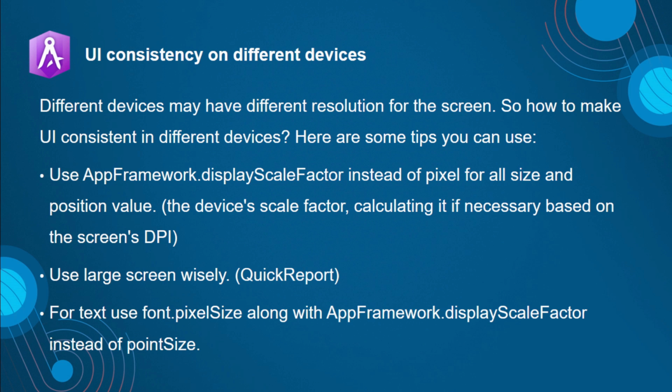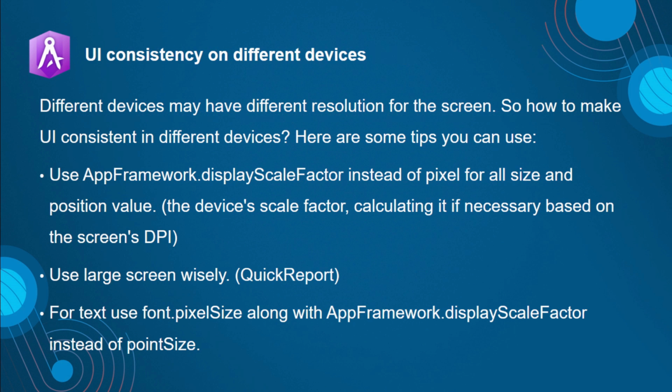So the first tip we give to you is in the AppStudio library, we have an app framework library. We have a property called display scale factor. This display scale factor will use a device's scale factor and try to calculate based on the screen's DPI. Some of you may have developed Android apps before, so this is similar to those DPI values. You can find these properties and documents in the app framework libraries.